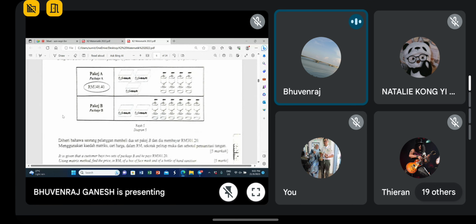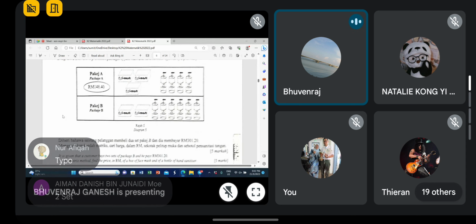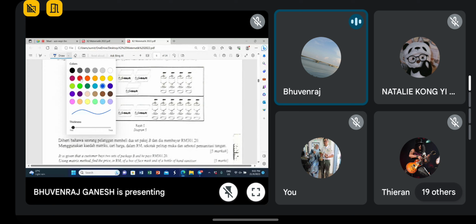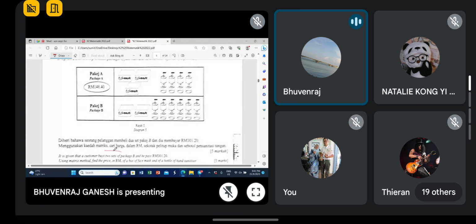12 tu kat mana Afika? 4x plus 2y. Oh yeah, 12, correct. Okay, 12y, yes. Okay guys, so make sure you all take note here, this part. This is the trick guys. Ini adalah trik soalan. Two sets of package B guys.